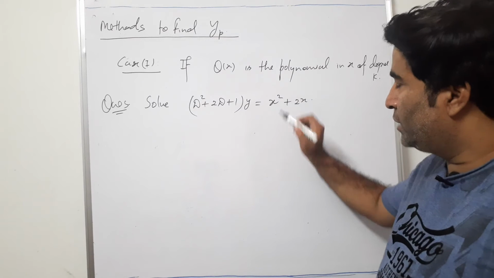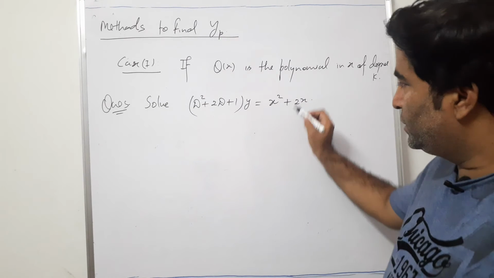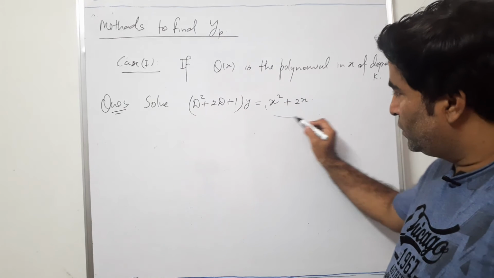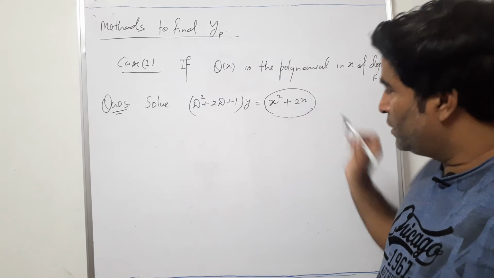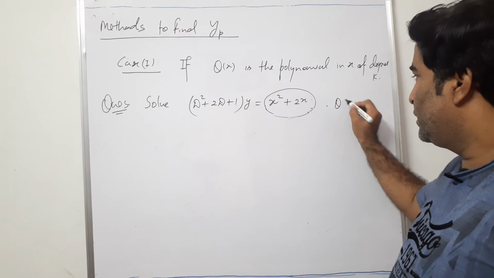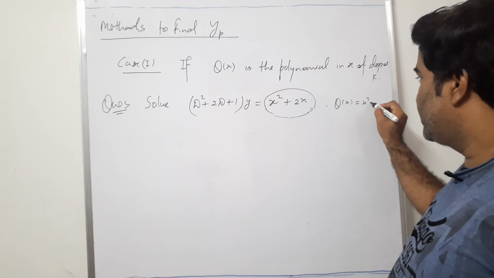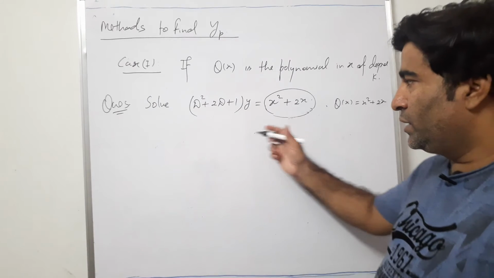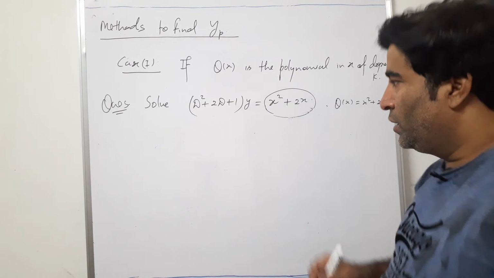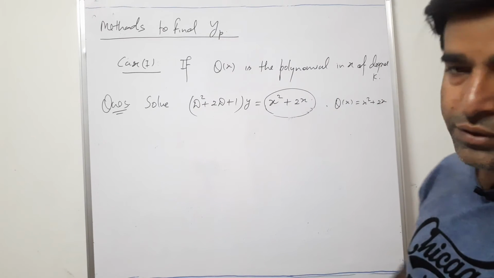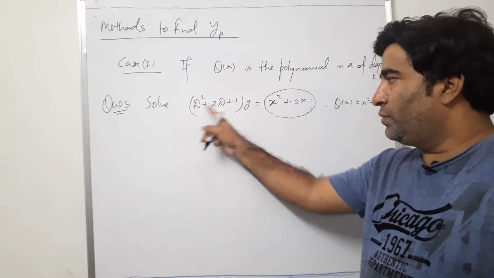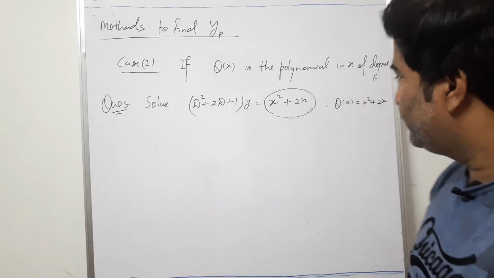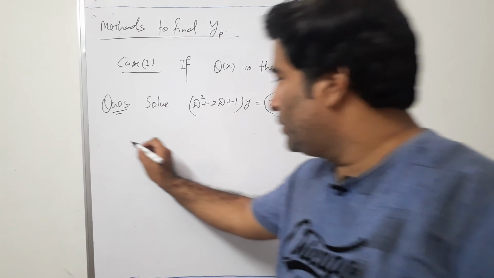So here the right hand side is x square plus 2x. Here Q(x) is x square plus 2x. Okay, so it is clear that the given differential equation is a non-homogeneous linear differential equation with constant coefficients. Okay, solution.